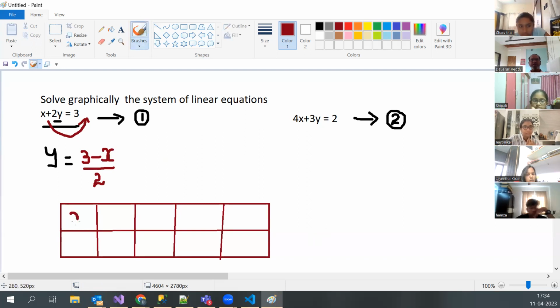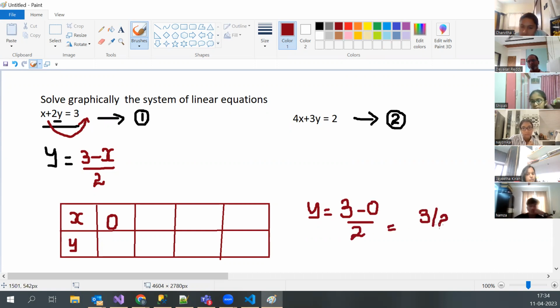So now we need to find the value of y. We can assume if x equals 0, what is my y? You just substitute here. If x equals 0, what is my y? 3 minus 0 by 2, that equals 3 by 2, that equals 1.5.